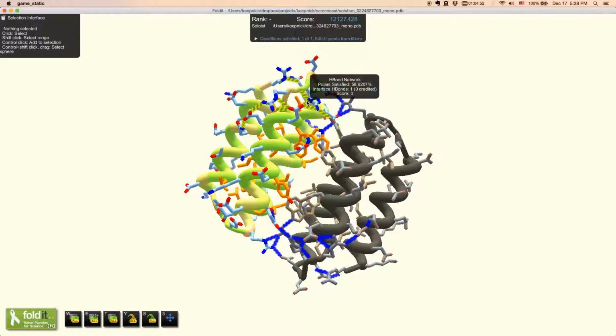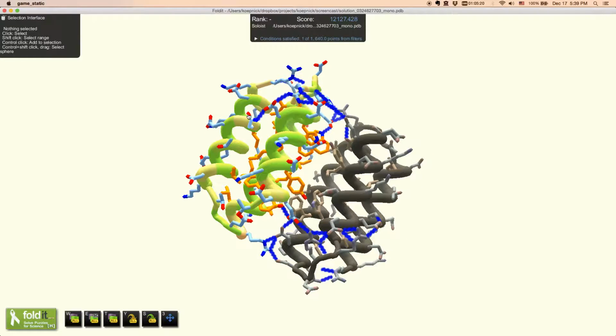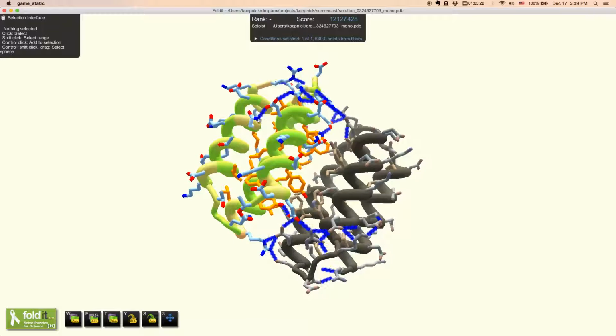This big network right here is only 58% satisfied, and it only makes 1 interface H bond. Because it's only 58% satisfied, we won't get any points for this network. It's not even considered by Foldit for a bonus. So this is something that a player would have to work to improve. It would have to make sure that more of these atoms form hydrogen bonds. And so I see an oxygen here that's not making any. This nitrogen here probably needs to make 2.